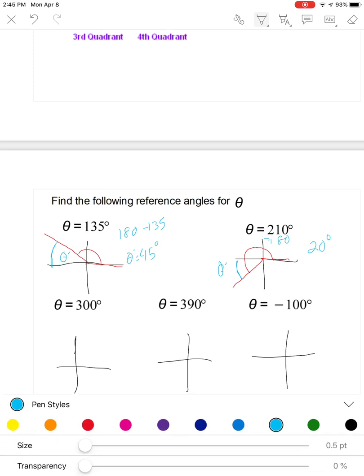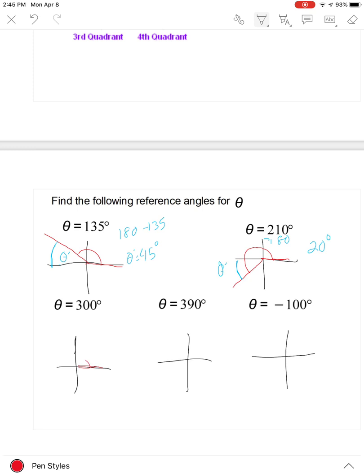Okay, 300 is my actual angle. So here we go, wrap around. 300 puts me in the fourth quadrant.